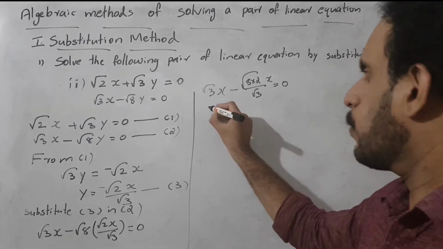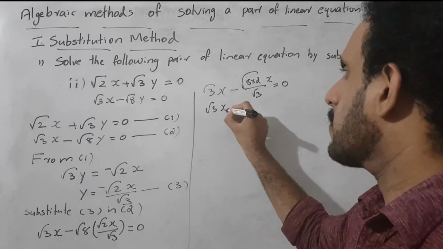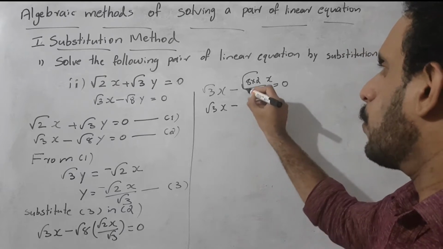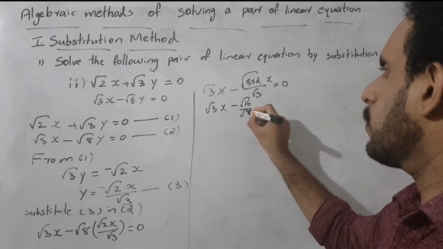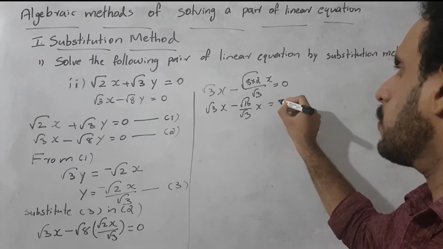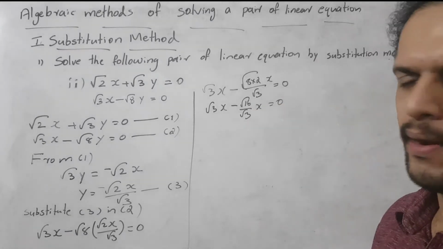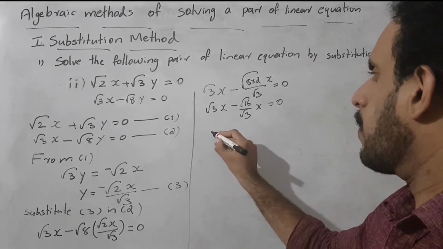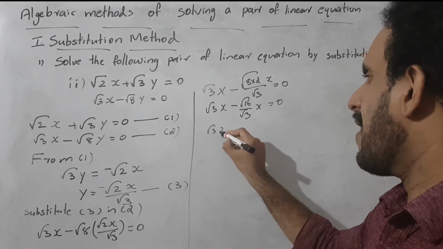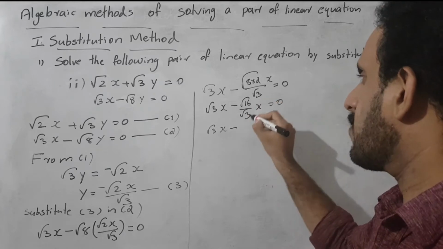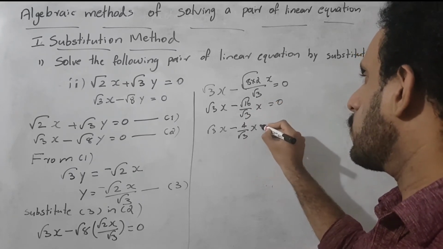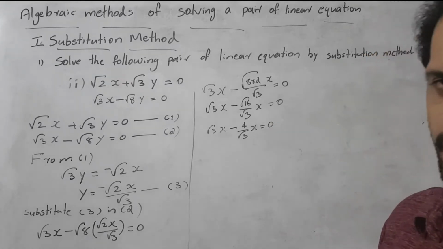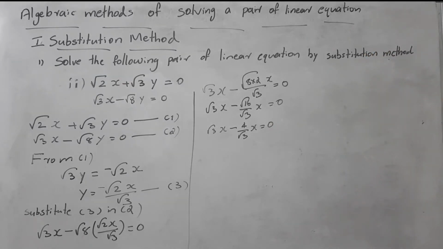Correct? Then what do you get? Root 3x minus root 16 by root 3 into x is equal to 0. Correct? Then root 3x minus root 16, which means 4 by root 3 x, is equal to 0. So next we have the many ideas. Then I do like this.